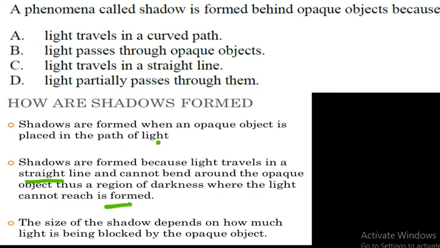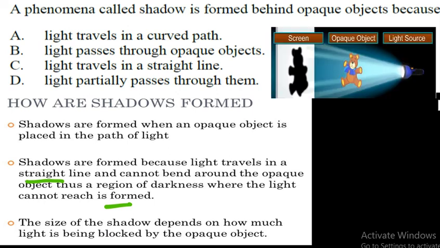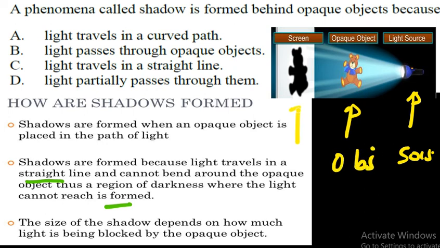Therefore, a shadow will be formed because light travels in a straight line. It cannot bend and reach the back of the opaque object. So the size of the shadow depends on how much the light is being blocked by the opaque object. For example, if you observe this figure here, this is the source of the light, and there is an object in the middle, and this is the object, and this one is the shadow.